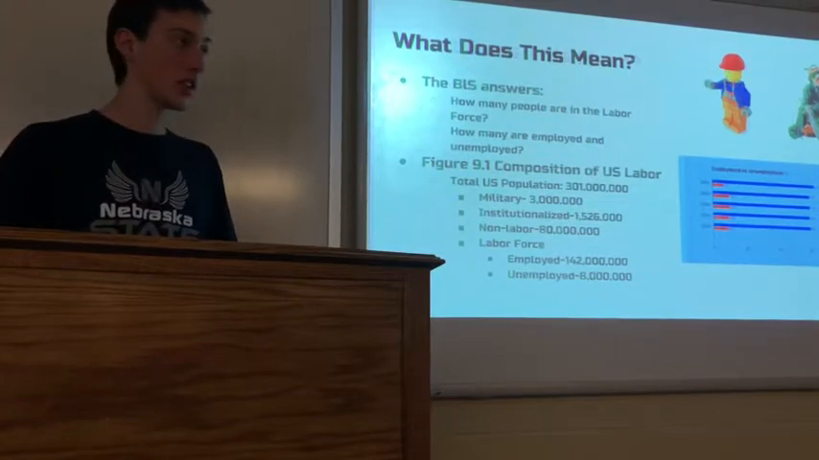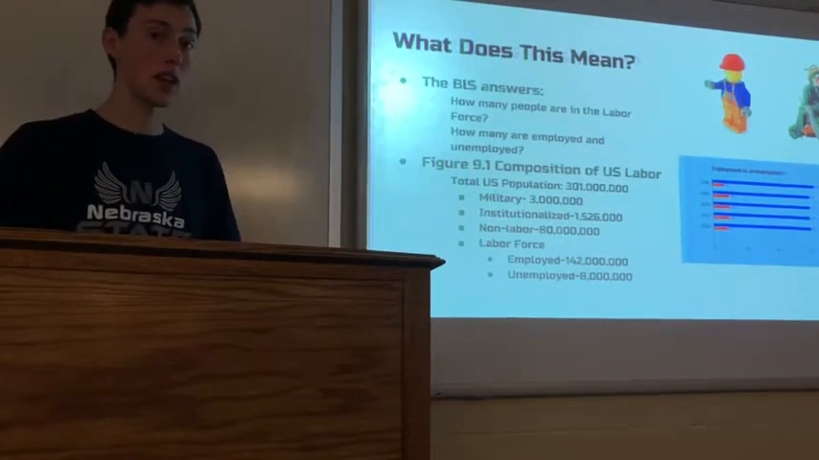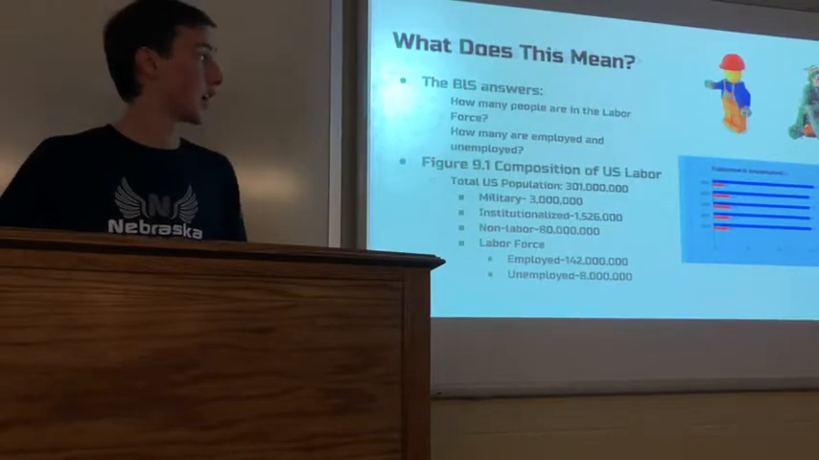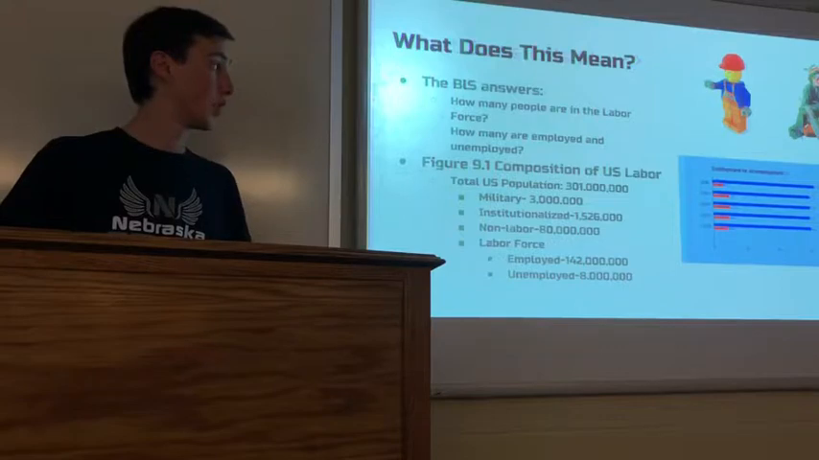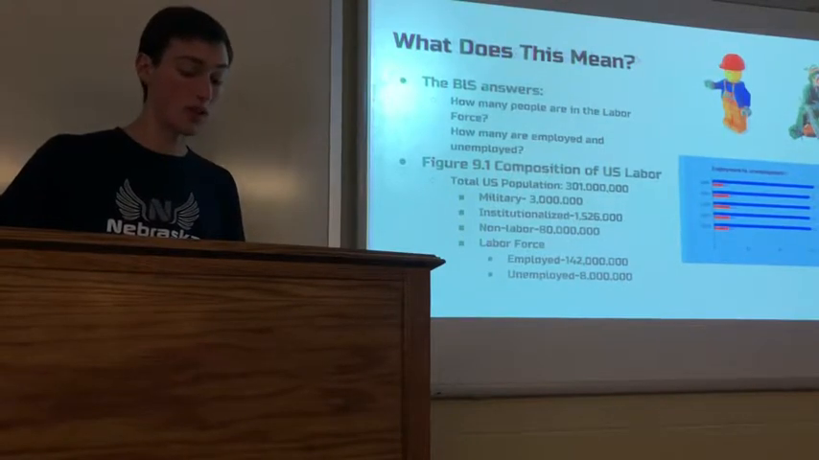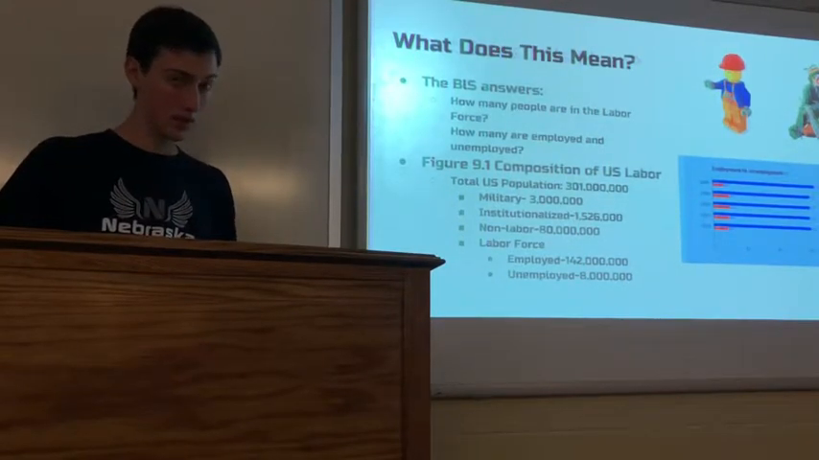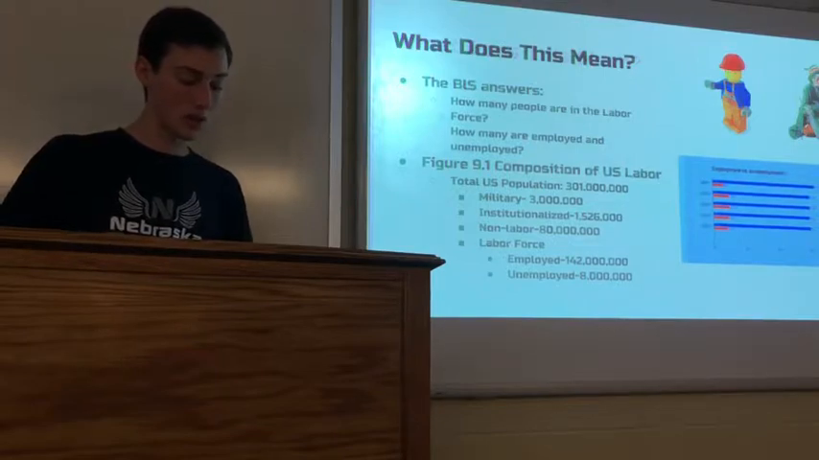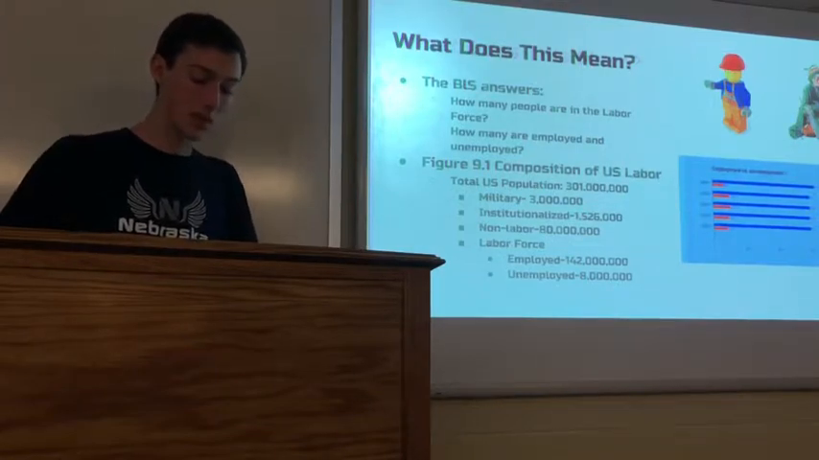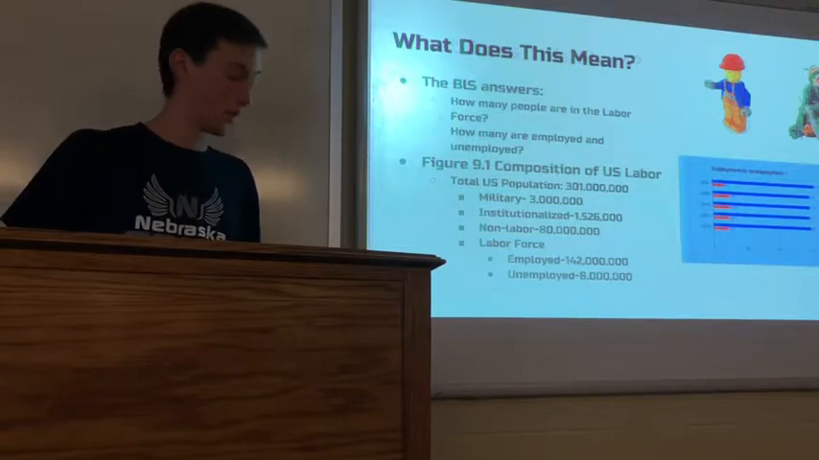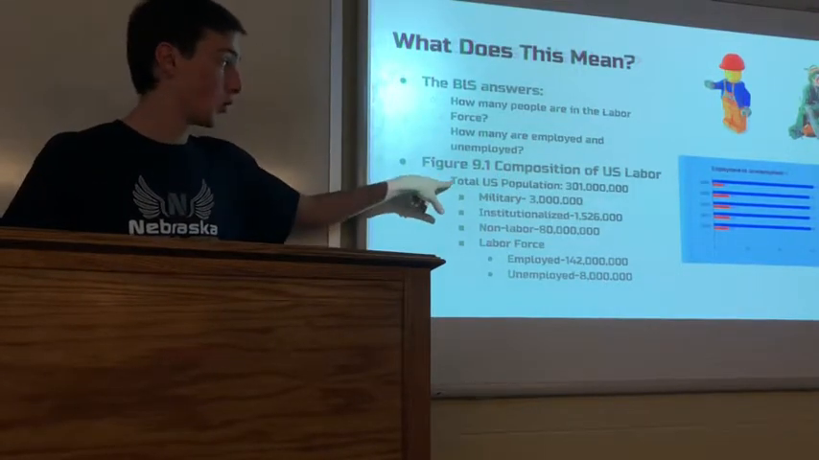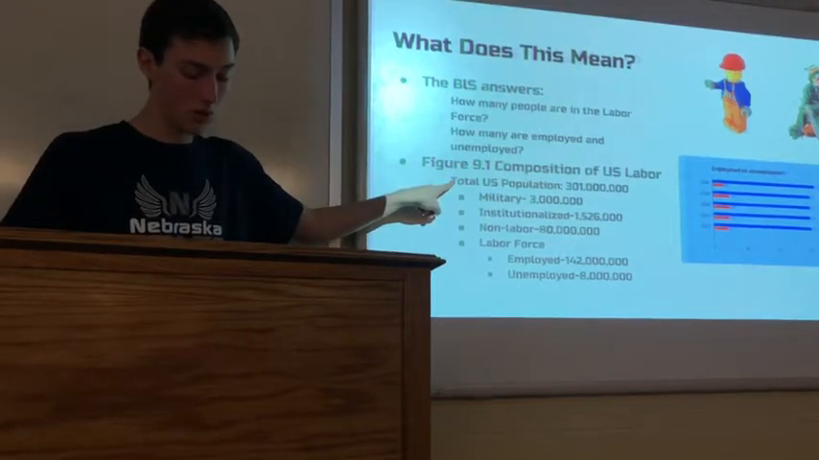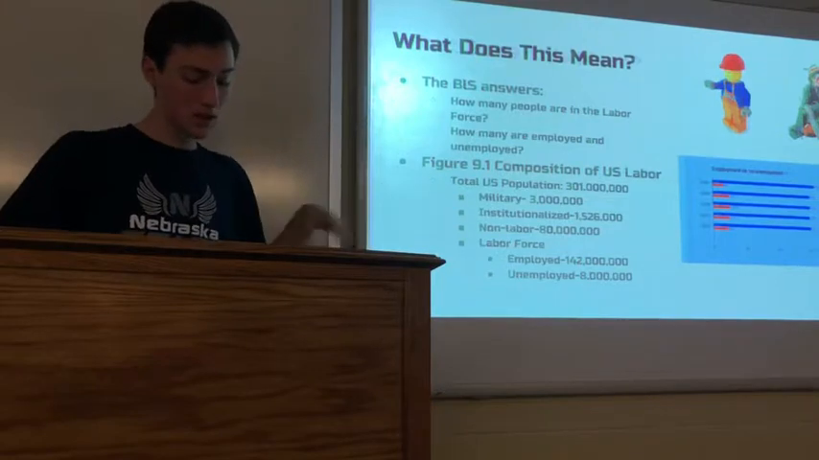The information that the BLS gathers answers two questions for us. It's how many people are in the labor force, and then how many people are unemployed and employed in the labor force. So if you go to page 218, you have this chart, and it has the total U.S. population at 301 million. Now this is in 2008, so it's not current. That's divided into four groups.